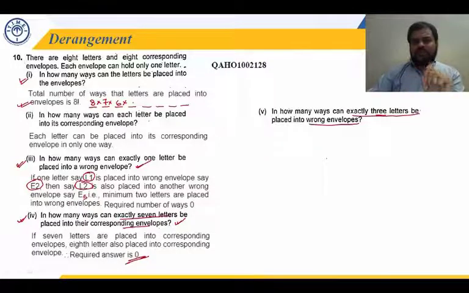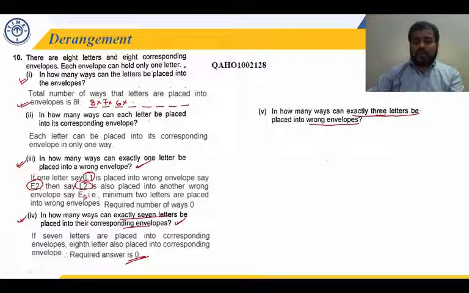But here the question is a bit tricky. It says, in how many ways can you place exactly 3 letters into wrong envelopes? In this question there are 8 letters, out of which you have to place exactly 3, meaning only 3, neither more nor less. Exactly 3 means 3, no more, no less. So exactly 3 are placed into wrong envelopes.